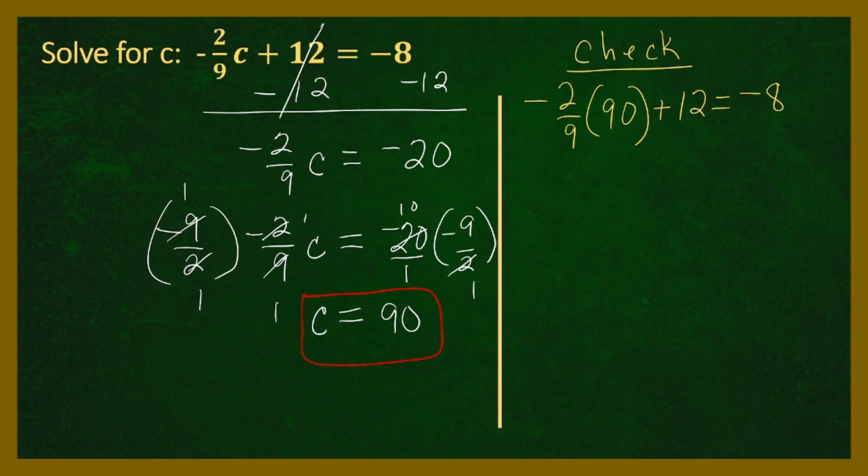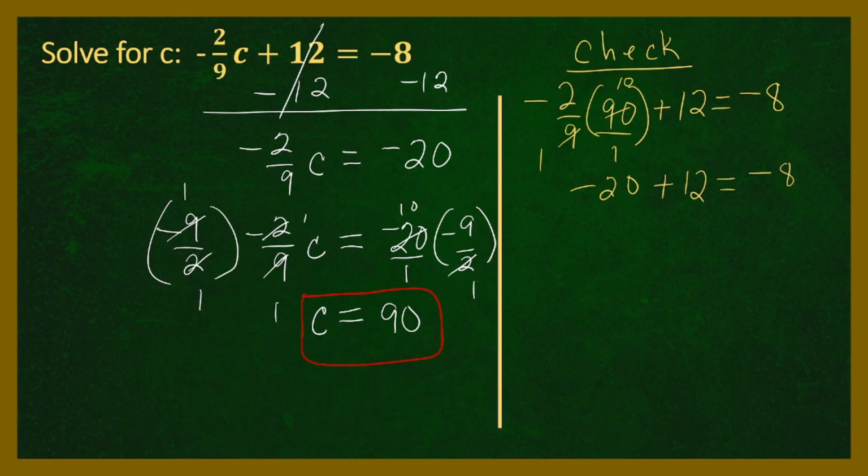Okay, so now we can multiply negative 2/9 times 90. 9 goes into 9 one time, and 9 goes into 90 10 times. We're simply reducing our numerators and our denominators to make it easier to multiply. So now we have a negative 2 times 10, and that will give us negative 20 plus 12 is equal to negative 8.